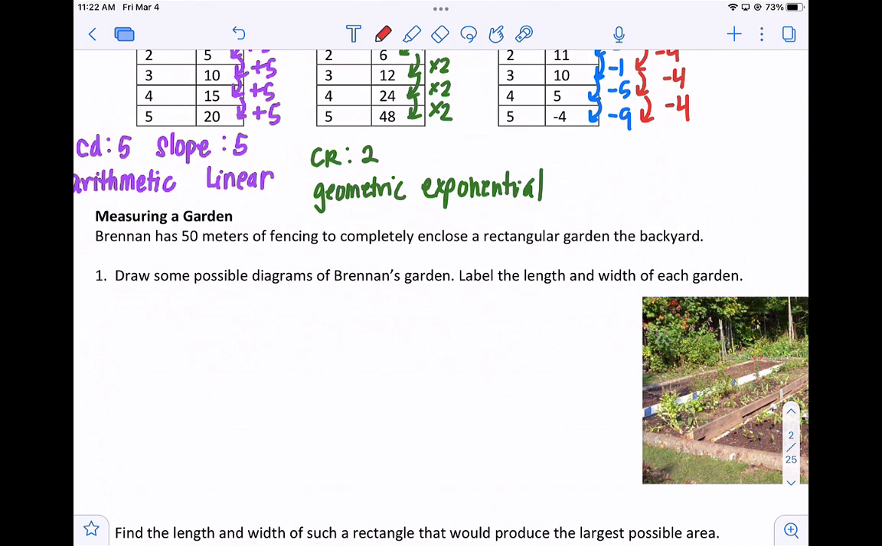So the first one's measuring a garden. In this problem, Brennan has 50 meters of fencing to completely enclose a rectangular garden in the backyard. Can you draw some possible diagrams of Brennan's garden? Can you label the length and the width of each garden?